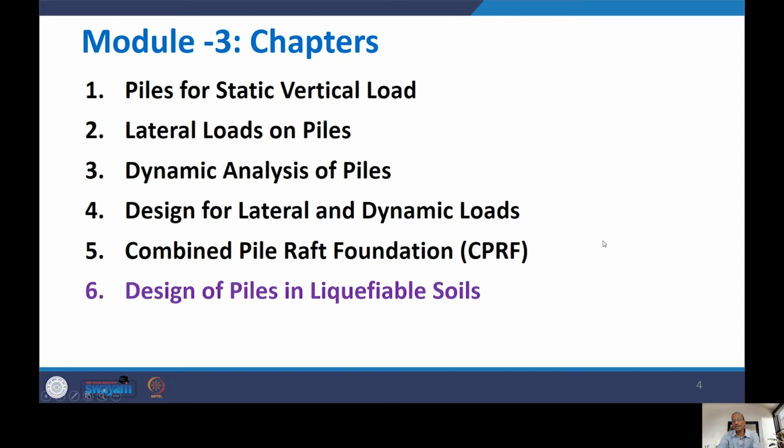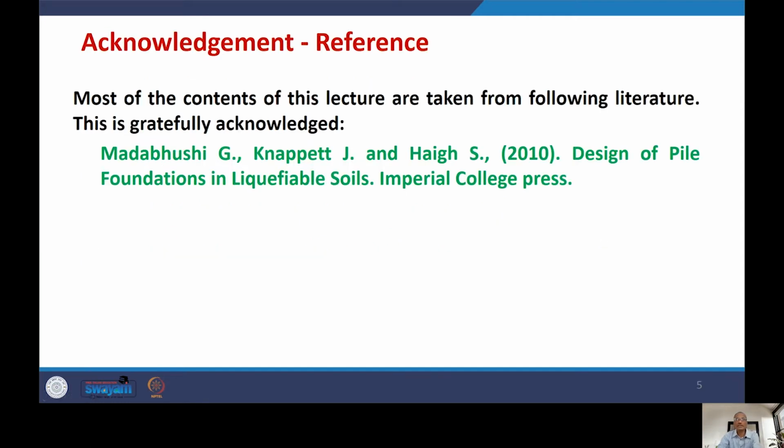Before I go ahead, let me acknowledge, as in the earlier lecture, that most of the contents of this lecture are also following the literature, which is a book entitled Design of Pile Foundation in Liquefiable Soils, published by Imperial College Press and authored by Maheshwari et al. The speaker is grateful to these authors for providing this material, and their contribution is gratefully acknowledged.